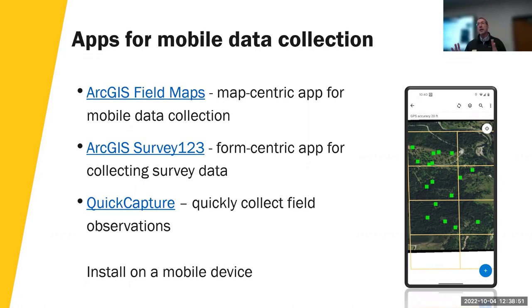Survey 123 is more of a form-centric approach, much like you would see a Qualtrics form. You can include a map in it, but you have the ability to have it be more narrative-based and less map-based if that's advantageous. And then they have a small app called Quick Capture, which is really about taking quick observations, take a photo, not as much functionality as the other ones, but maybe very appropriate for something you might be doing in the field. You install these on a mobile device and can collect data, and it communicates with ArcGIS Online and stores the data up there. So those are the three mobile data collection apps that are available to you.